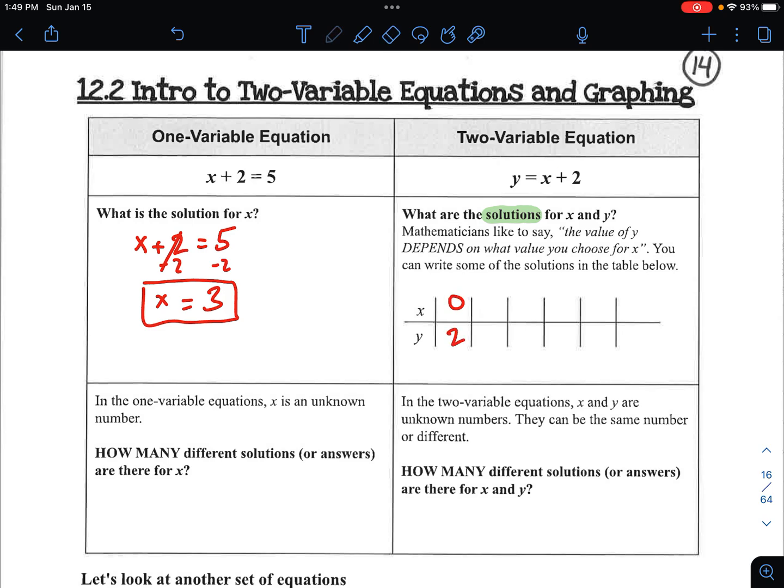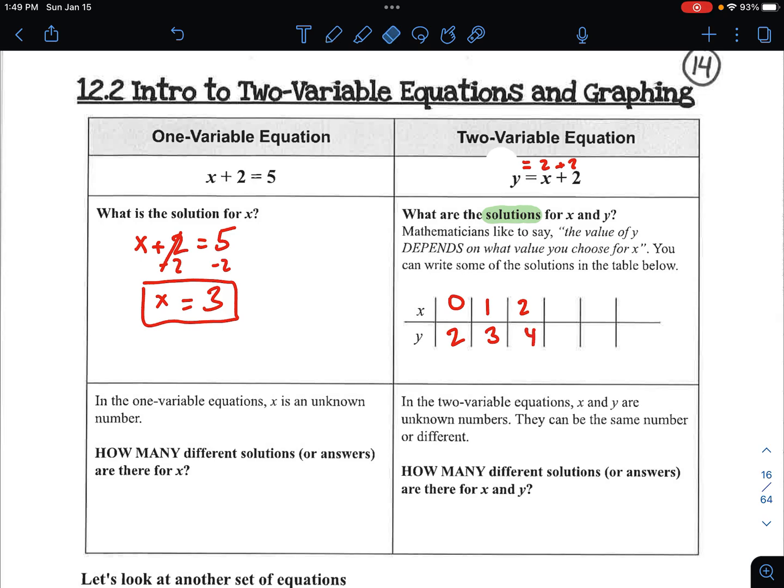Let's try another set of numbers. Let's say x was 1. So I'm going to choose a number for x. So that's 1 plus 2, right? What would y be? y would be 3, because 3 is equal to 1 plus 2. So if x is 1, y would be 3. Let's try another number. Let's say x was 2. What would y be? Well, that's 2 plus 2. That means y would be 4.